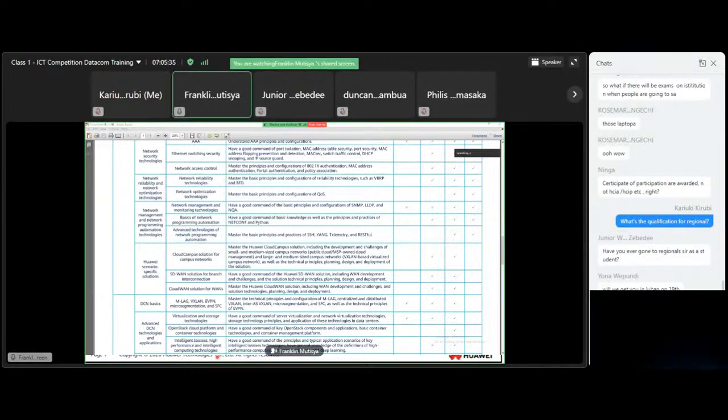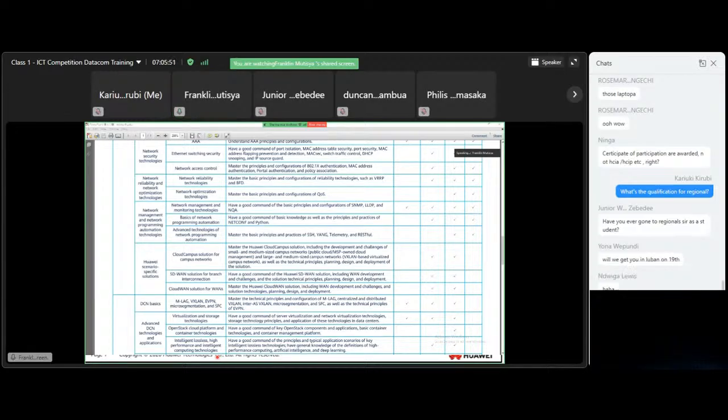Have you ever gone to regional, sir, as a student? No, I've been a trainer since 2018, and since 2021 we have been taking students to global finals. So when you pass nationals, you will know when you get there.